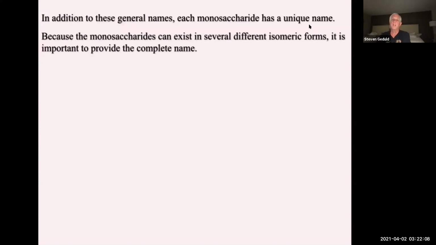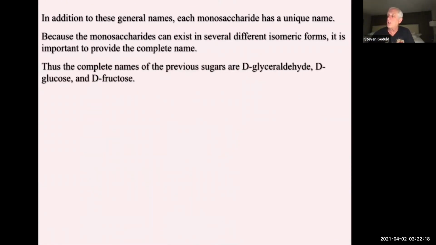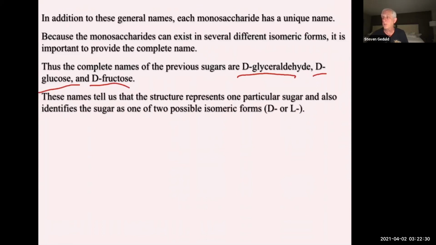So in addition to these general names, each monosaccharide has a unique name too. Because monosaccharides can exist in several different isomeric forms, it's important to provide the complete name for these things we're talking about. So the complete names of the previous sugars are D-glyceraldehyde, D-glucose, and D-fructose. These names tell us that the structure represents one particular sugar and also identifies this sugar as one of 2 possible isomeric forms, whether D or L.